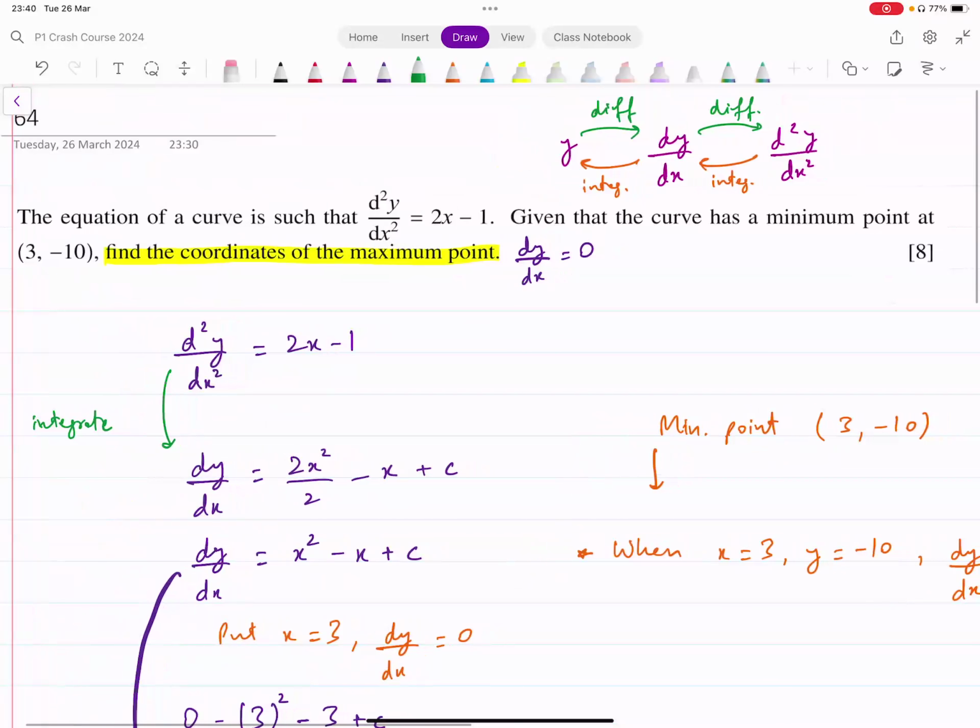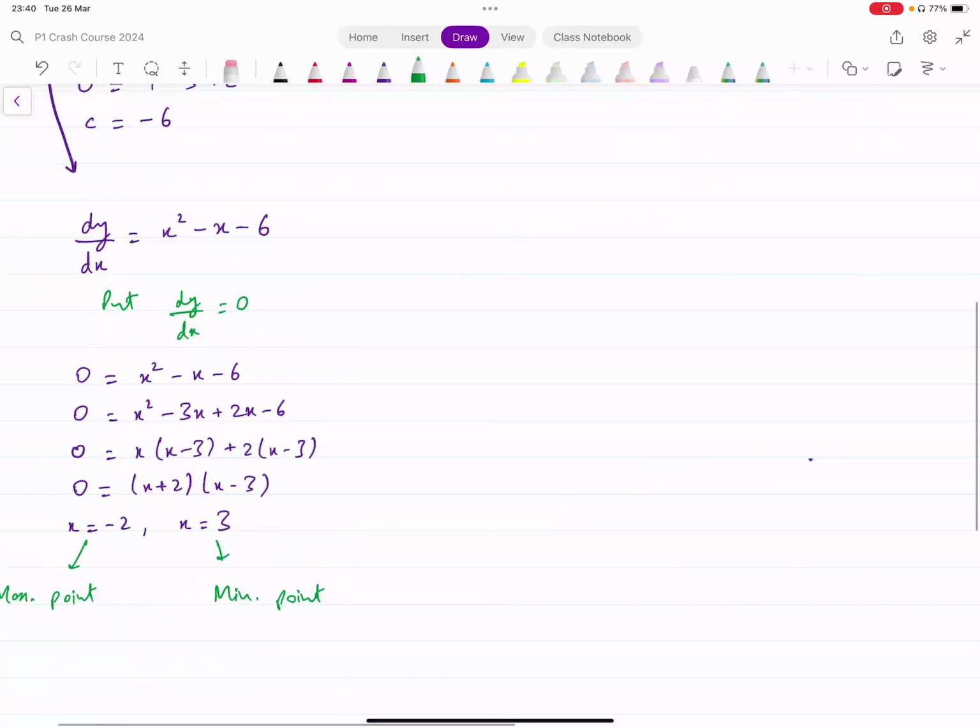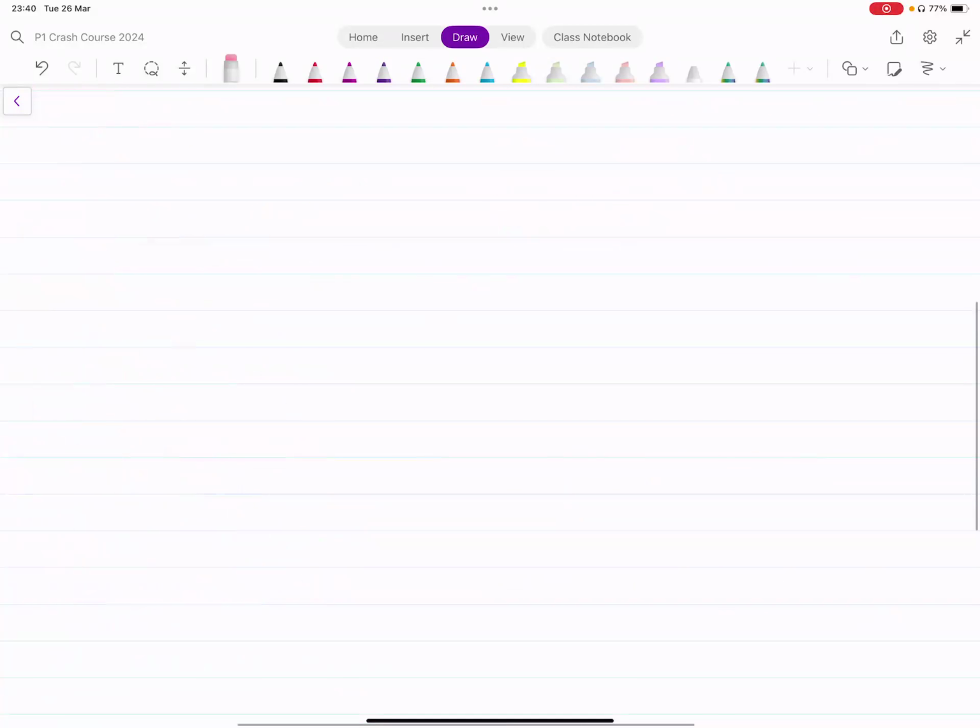Coefficient of x cube is going to be positive. So the graph is actually going to look like this. Now, you don't necessarily have to know that, but just for understanding, this is what the function would look like, right? It would have one maximum point. This would be a maximum, and this would be a minimum.